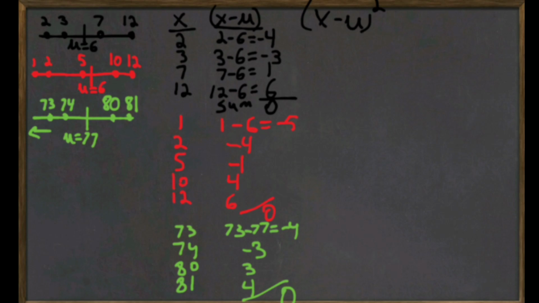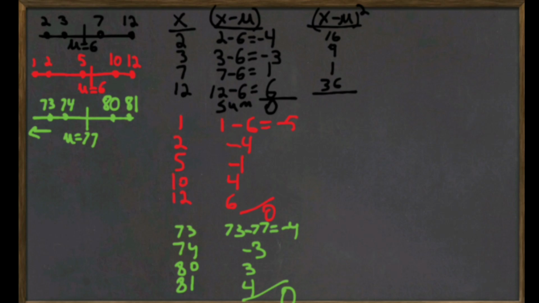That's hard to read. I'll redraw that. So x minus mu squared. Okay, and so we're just simply going to square the deviations. And what happens to a negative number when we square it? It becomes positive, right? And so this is going to eliminate that summation issue. So this becomes 16, right? Negative 4 becomes 16, -3 becomes 9, 1 is still 1, and 6 is 36.